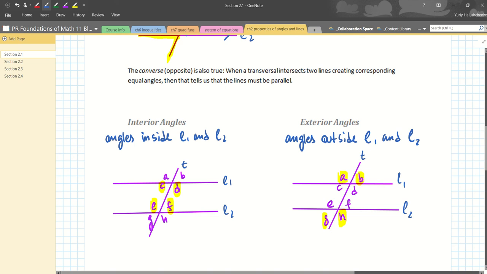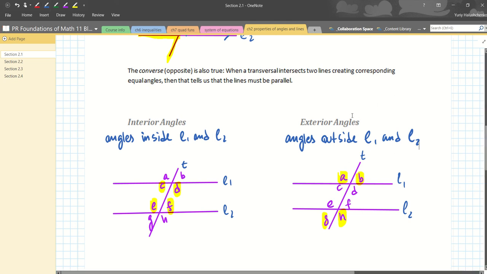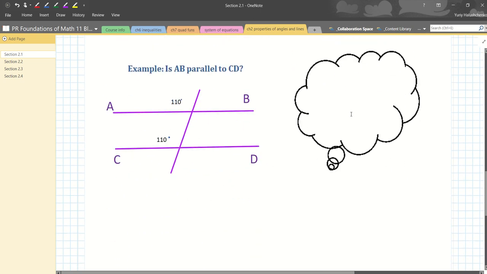All right, so now we know three definitions. We know corresponding angles, which is the F rule, interior angles, and exterior angles. So let's use the F rule to actually look at one example here. Here's an example. It says here is the line AB parallel to the line CD.